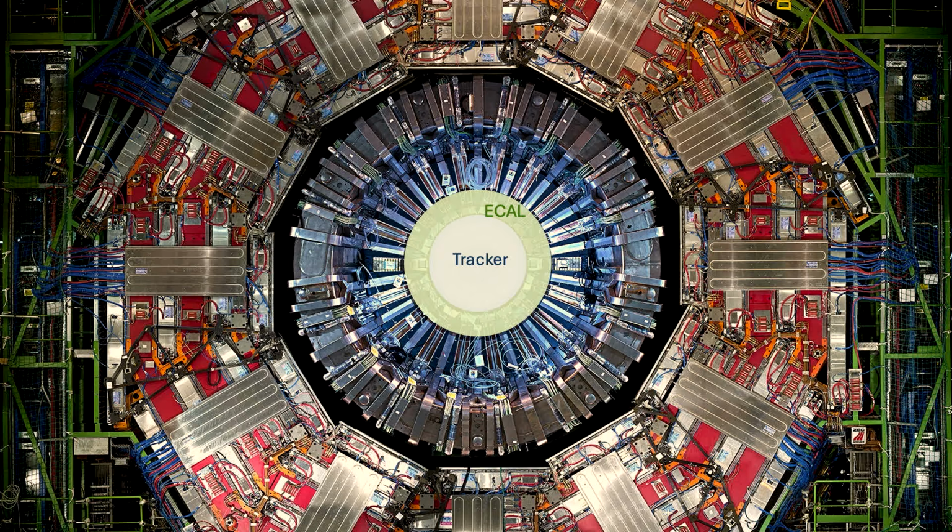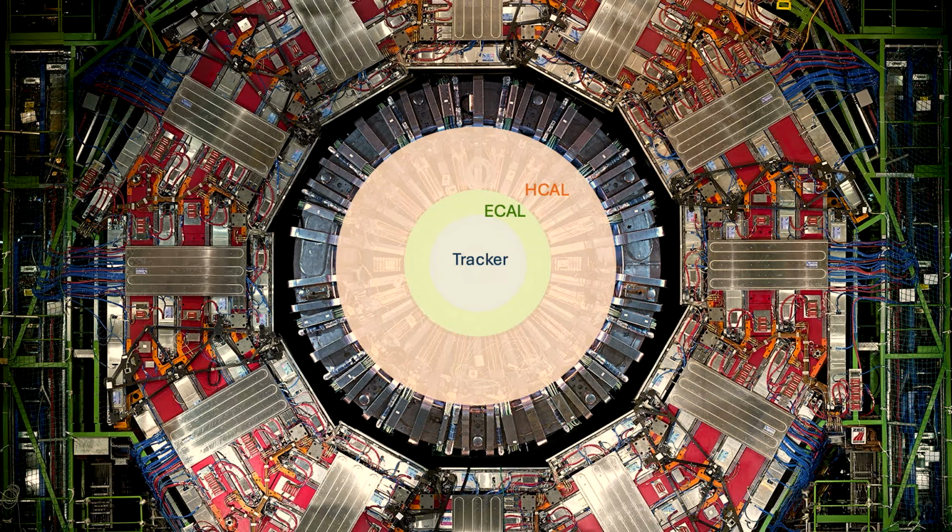Outside of this, we have the first layer of our calorimeter system. Calorimeter simply means we're performing energy measurements. And the first layer is the electromagnetic calorimeter, or ECAL. So this detects the energies of photons and electrons. Outside of this, we have the second layer of our calorimeter system, the Hadron Calorimeter. This detects composite particles, such as neutrons, and it's called the HCal. And I spent quite a lot of my time working on the HCal.